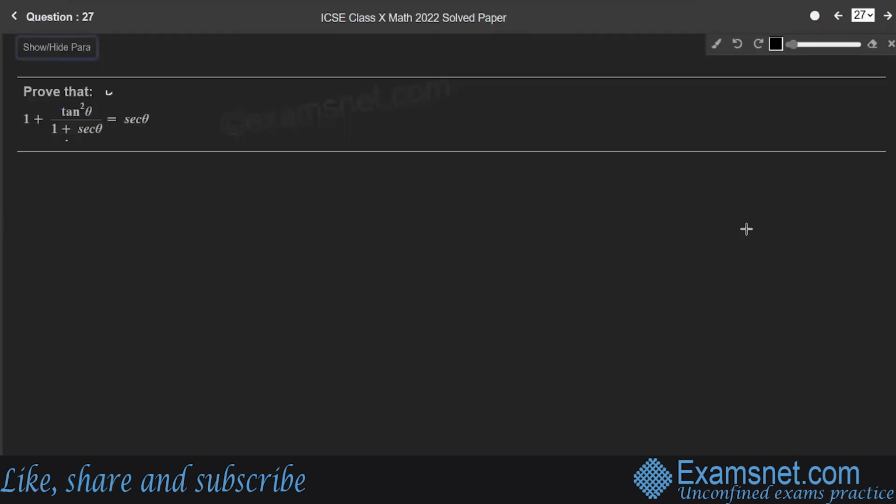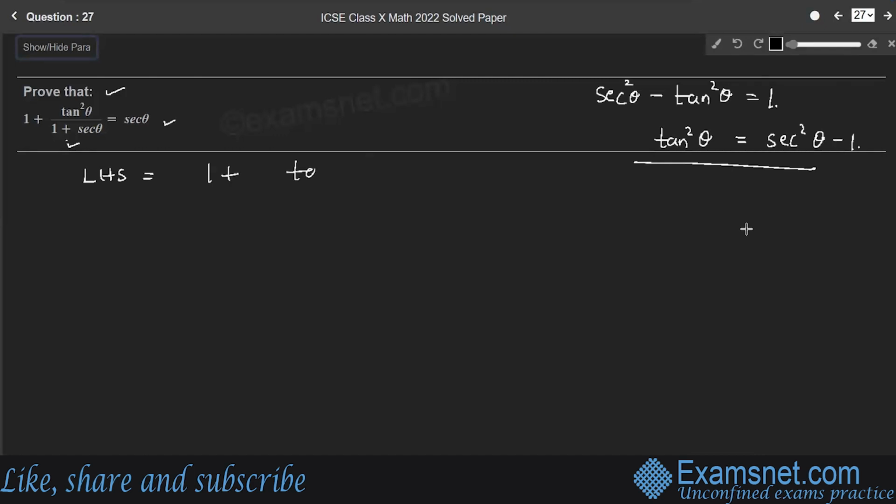Question 27. Prove that 1 plus tan square theta by 1 plus secant theta is equal to secant theta. Here students, we know the identity: secant square theta minus tan square theta is always 1. Therefore, we can write tan square theta as secant square theta minus 1, using this identity. So let us consider LHS. LHS is equal to 1 plus tan square theta by 1 plus secant theta. Here we can write it as secant square theta minus 1 by 1 plus secant theta.